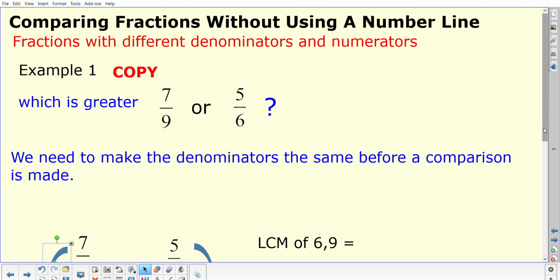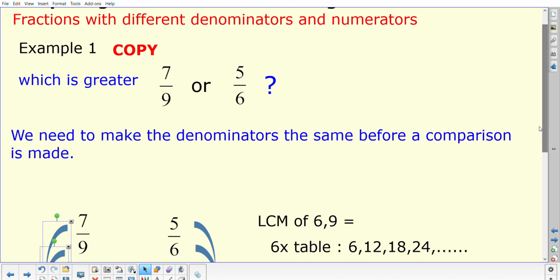You can pause this as you go through it. So if you were asked which of these two fractions here is greater, 7/9 or 5/6, the key thing is we need to make the denominators the same before we can actually do the comparison.